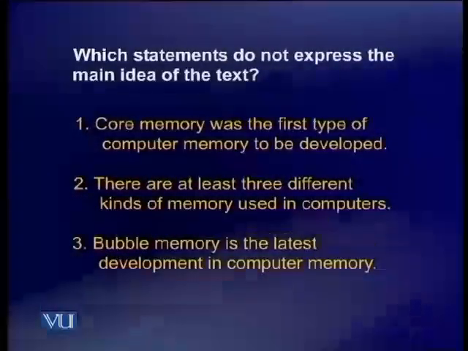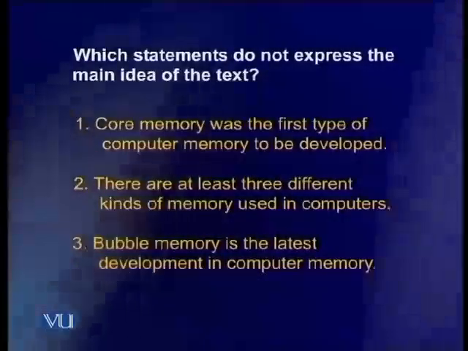I'm sure you've guessed the correct answer, and that is number 2. Number 1 and 3 are not the main idea of the text. Number 2 expresses the main idea, which is that there are 3 different kinds of memory. 1 and 3 are not main ideas. Both are details of the historical development of memory, and they do not show the different types of memory there are.